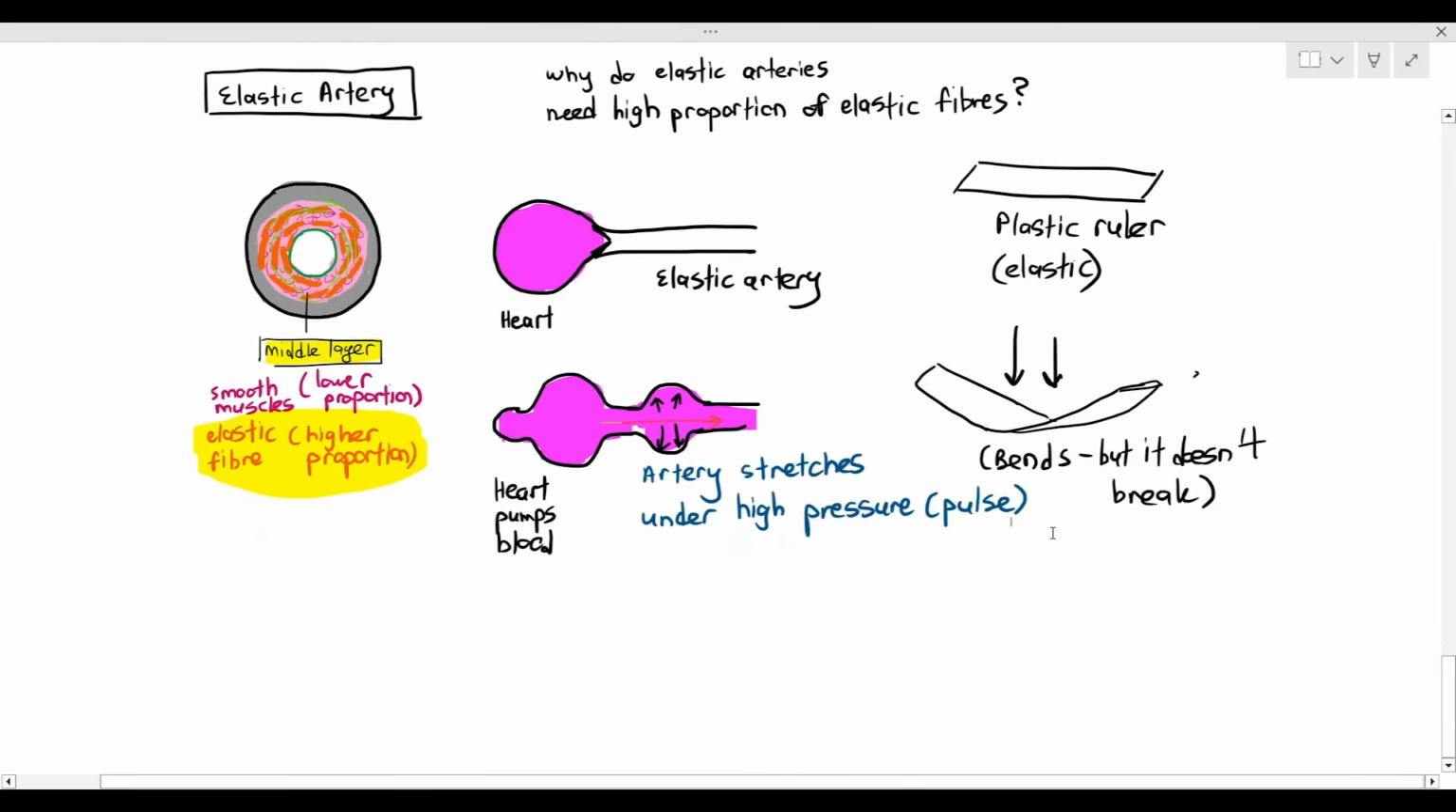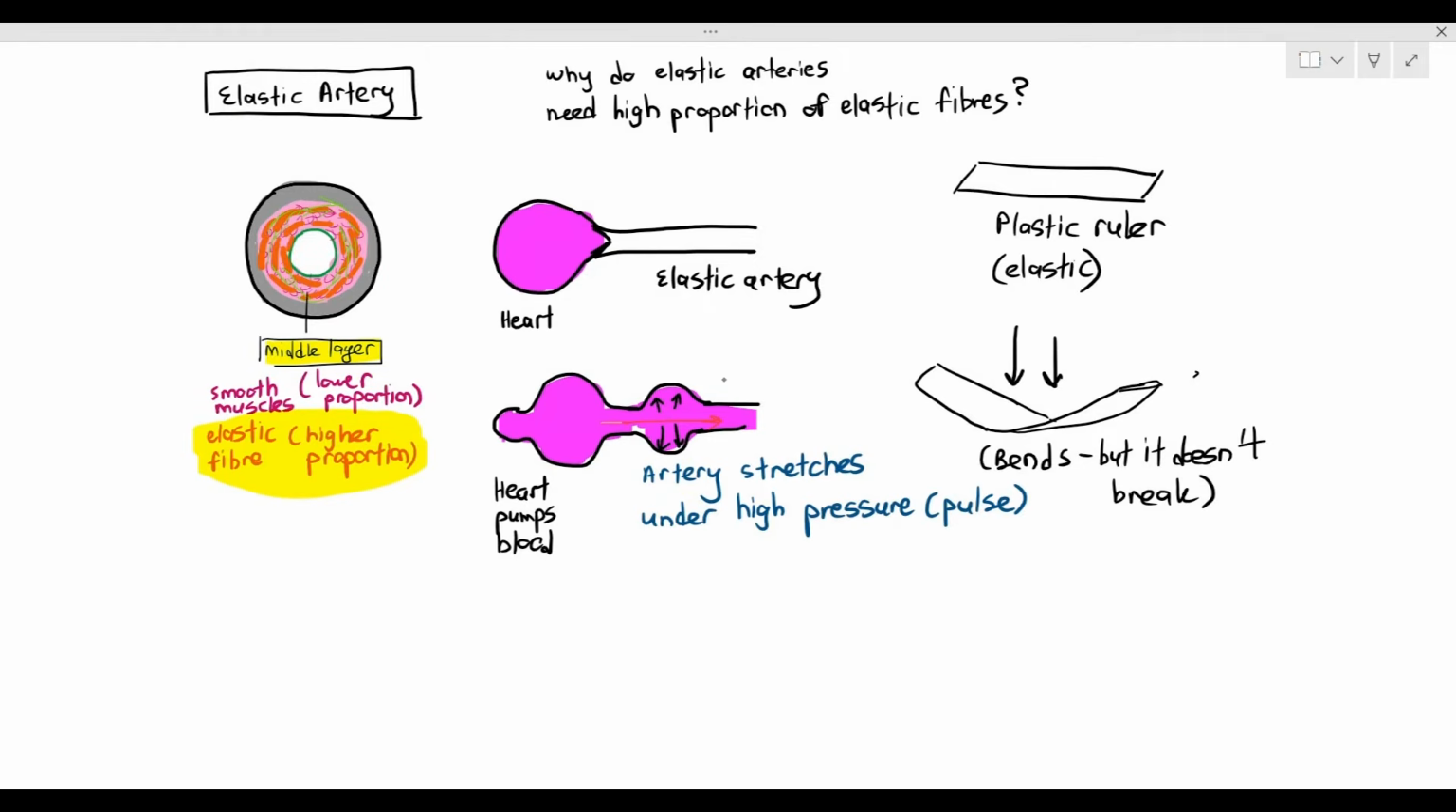So the artery will stretch under high pressure and that's what creates a pulse. So if you touch the artery on the side of your neck, or if you were to touch a specific part of your wrist, you're able to feel the artery stretch, and that's called the pulse. That pulse is when the artery wall is stretching due to high pressure. So the stretching is important because it prevents the artery from breaking or rupturing under high pressure.